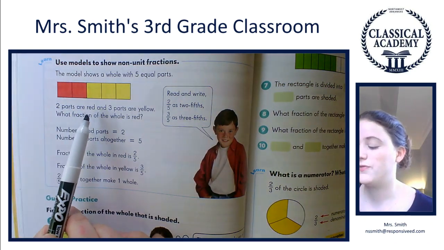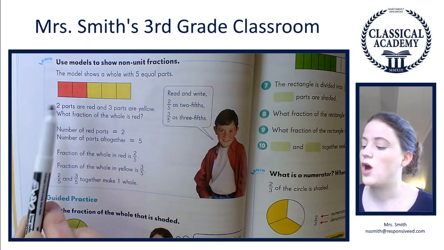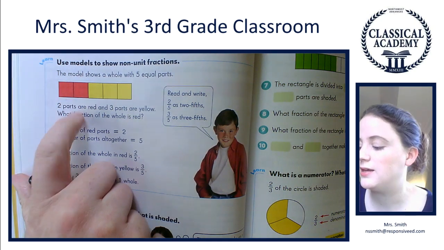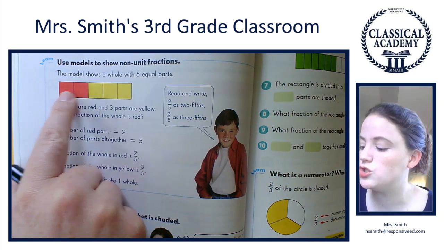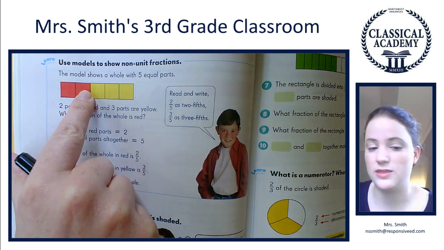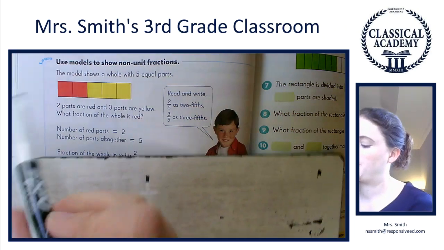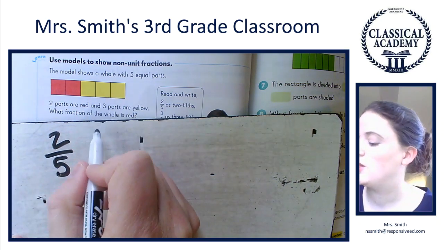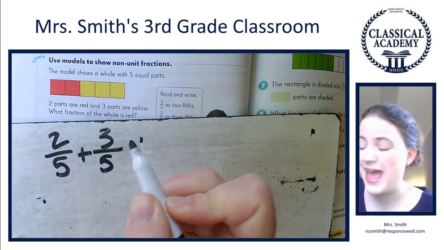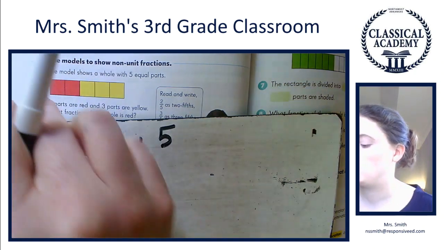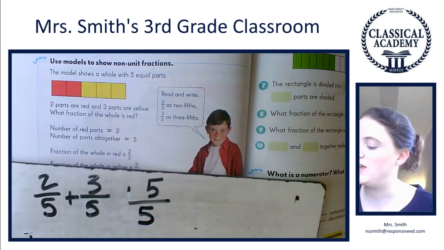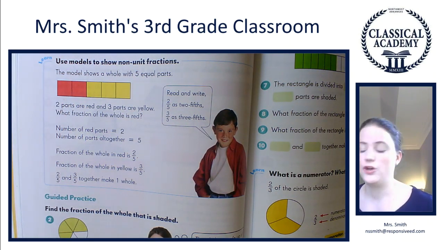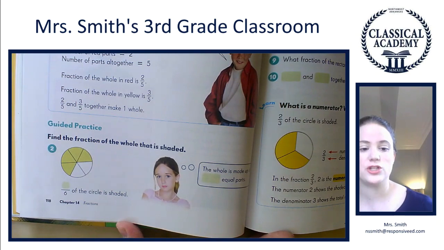2 parts of this rectangle are red and 3 parts are yellow. So you would notice that if I added how many total parts? This is 2 out of 5, 2/5, and this is 3 out of 5, 1, 2, 3, 3/5. If I were to add those together, that would be 2/5 plus 3/5 would be 5/5, and 5/5 would be the whole bar is shaded with something. Very good.